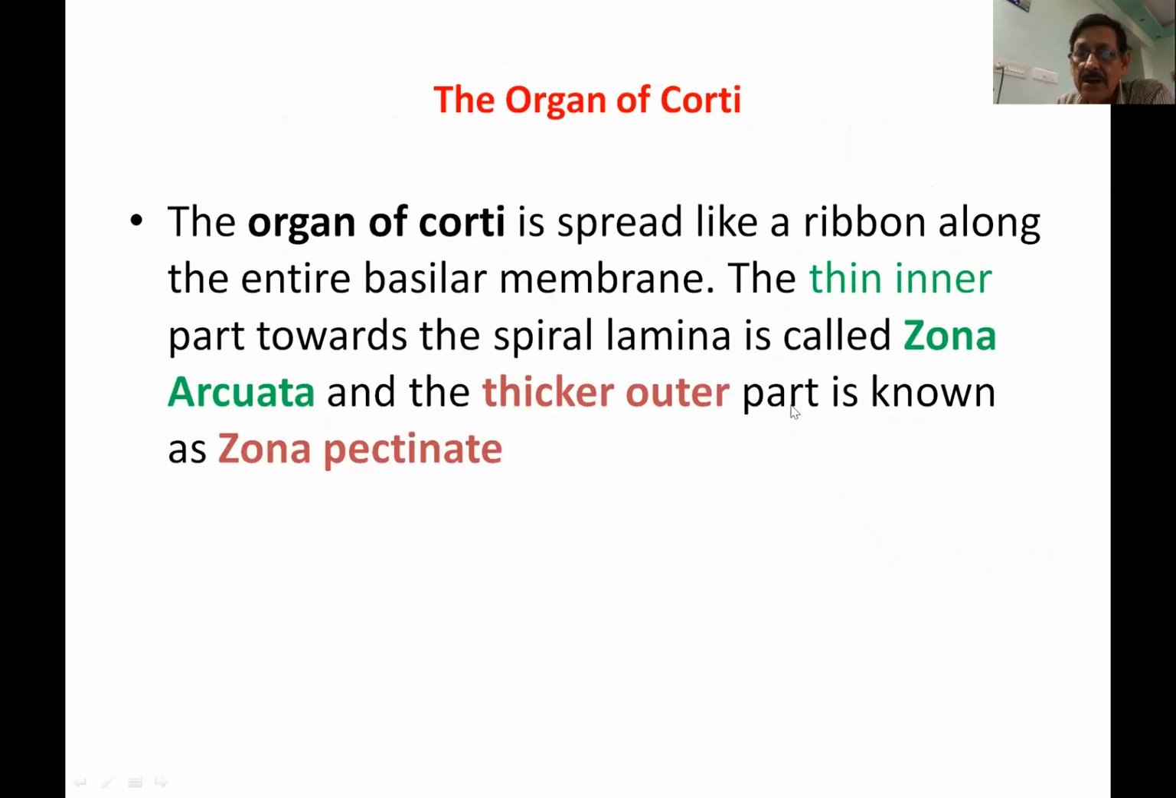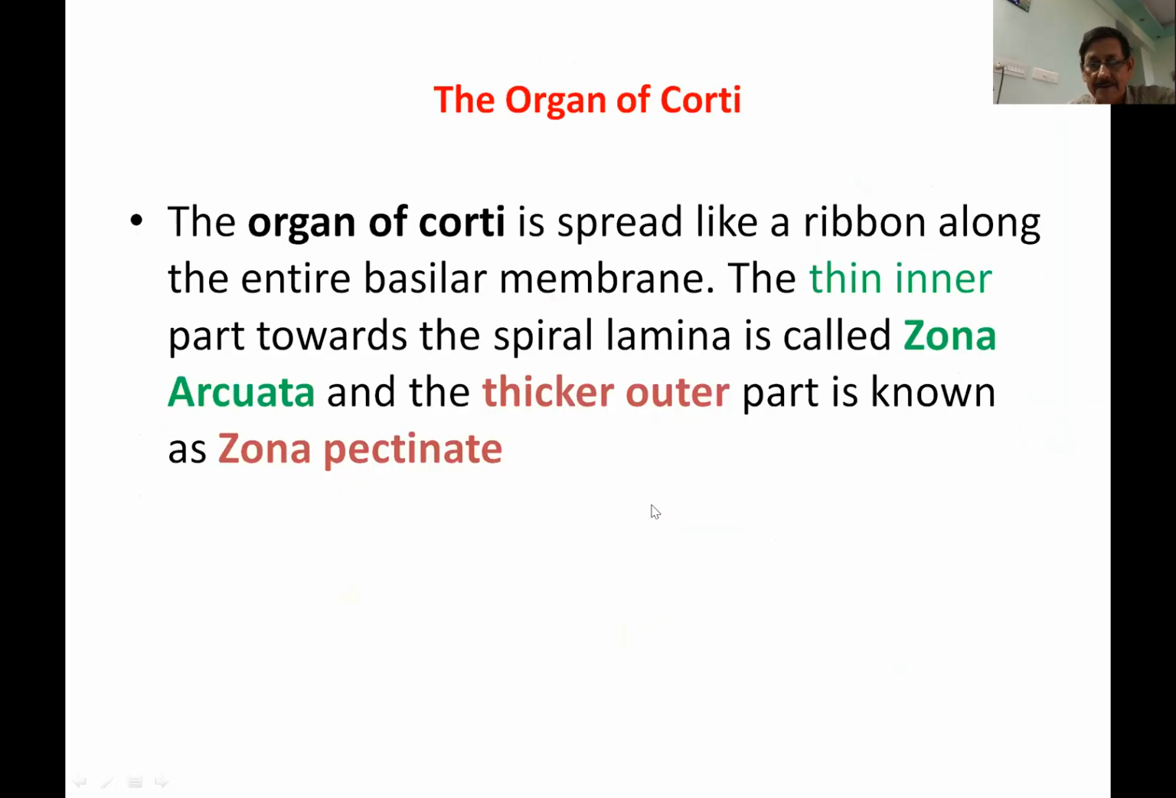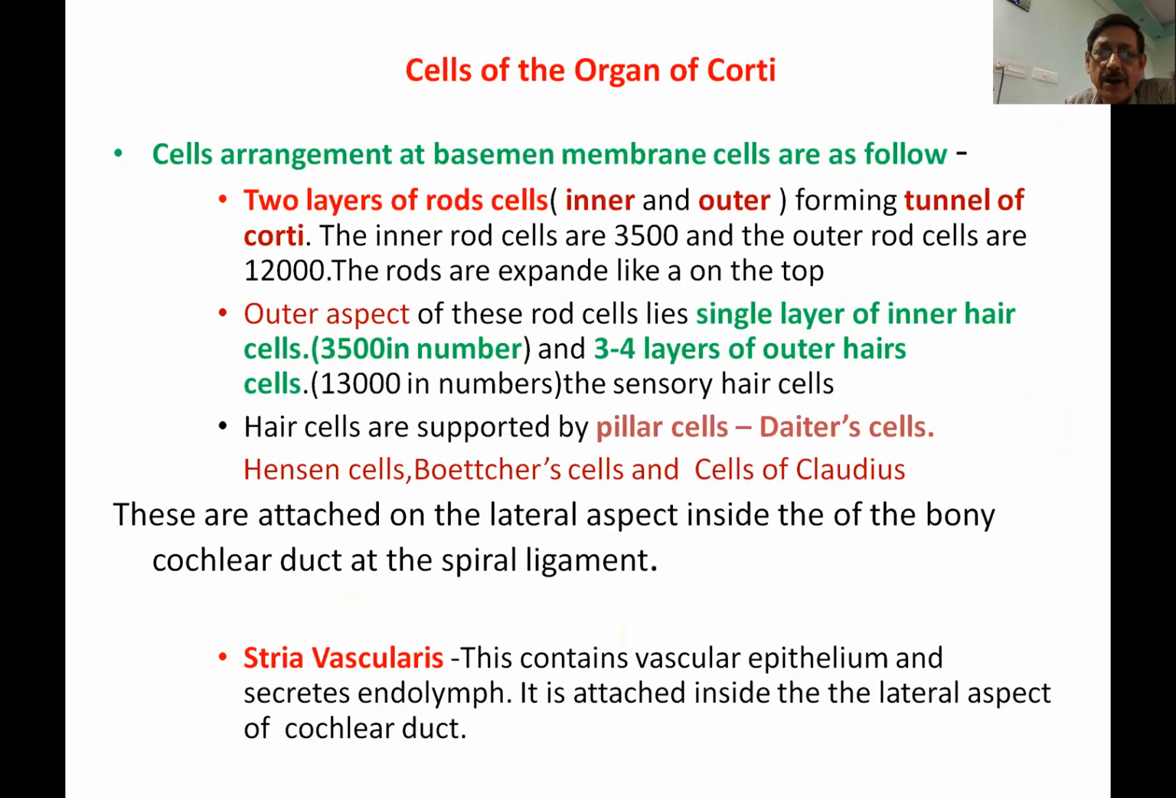The organ of Corti is spread like a ribbon along the entire basilar membrane. The thinner inner portion towards the spiral lamina is called the zona arcuata, and the thicker outer portion is known as the zona pectinata. So zona arcuata and zona pectinata. You see here the thinner portion is called the zona arcuata, and the thicker portion, the dotted line, is the zona pectinata.